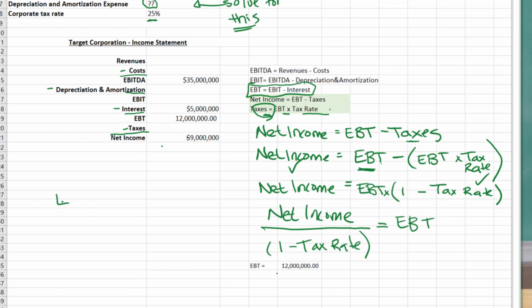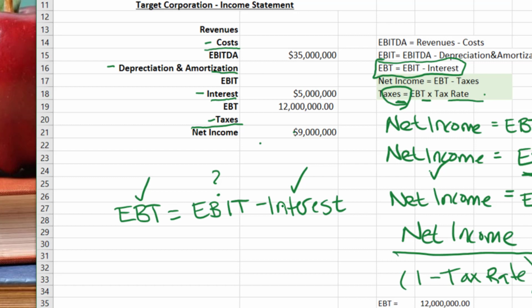Okay, so if I was doing it, it would be like EBT equals EBIT minus interest. Double check. Earnings before tax, I know what it is. Yes. Earnings before interest and tax, no. I don't know yet. And interest, yes, I know what that number is. So now I have two numbers and I need to solve for this third one. So I can do that. I can figure this out.